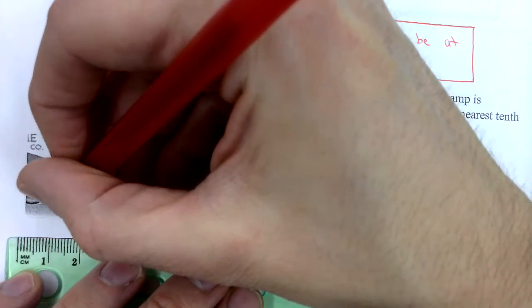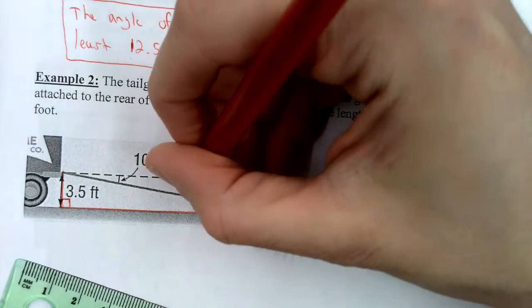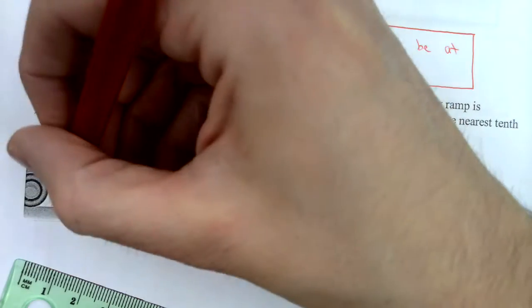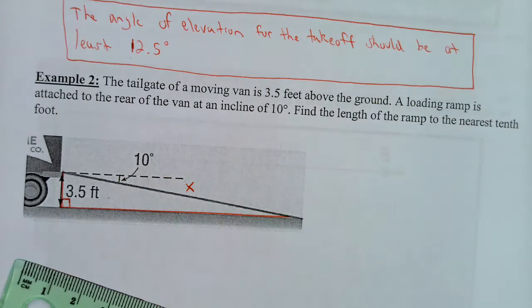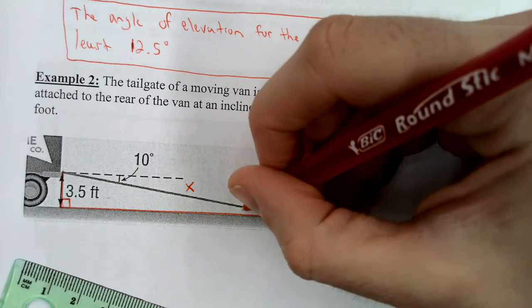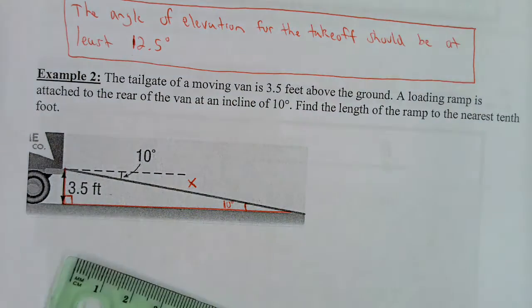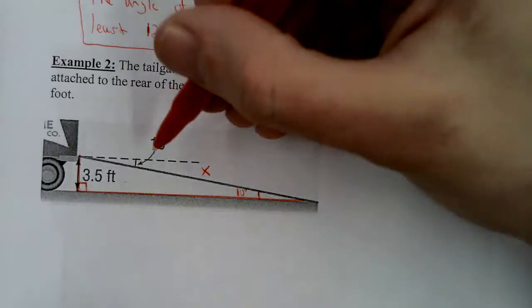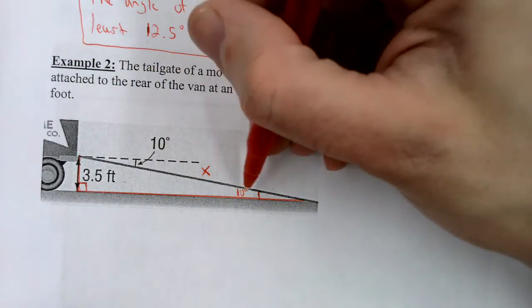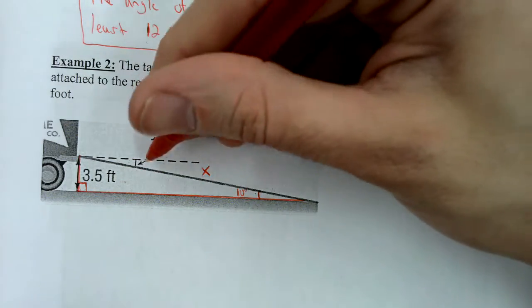That's my right angle. You want to find the length of the ramp, so that'll be x right there. If I focus on my triangle in the bottom, if this is 10 degrees, then this angle down there is also 10 degrees. Do you remember why? Because these two angles are alternate interior angles, so that means they're congruent.